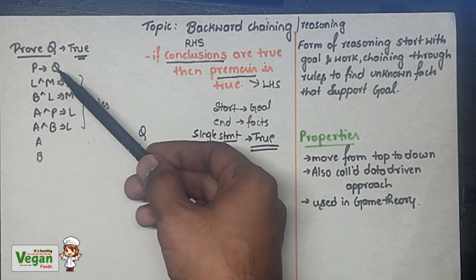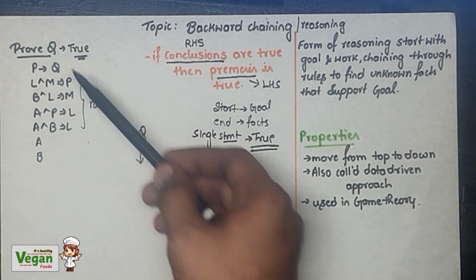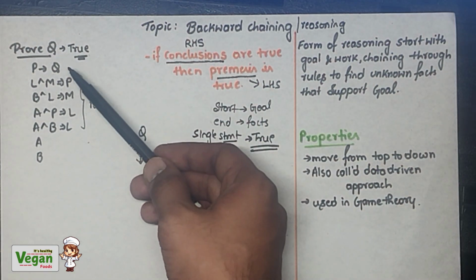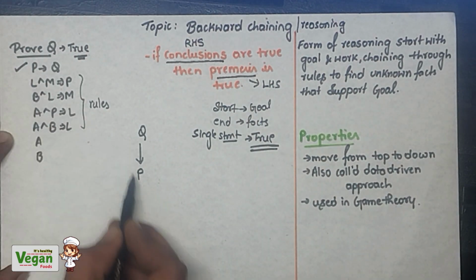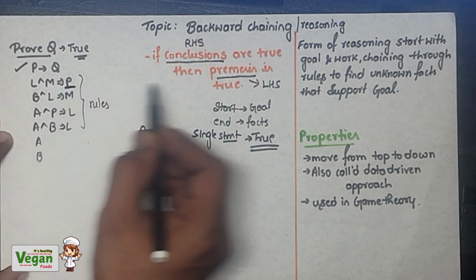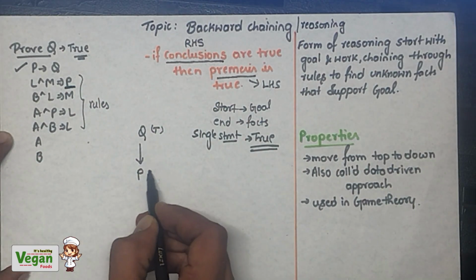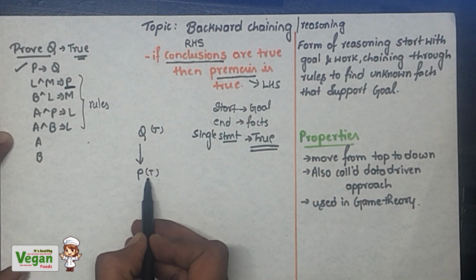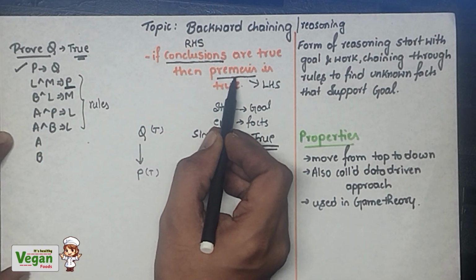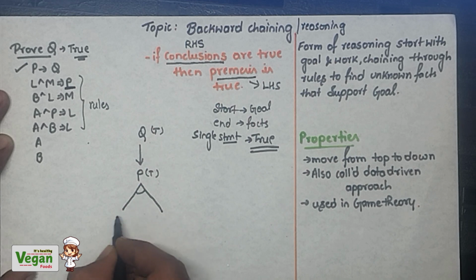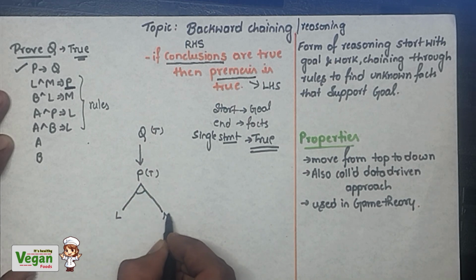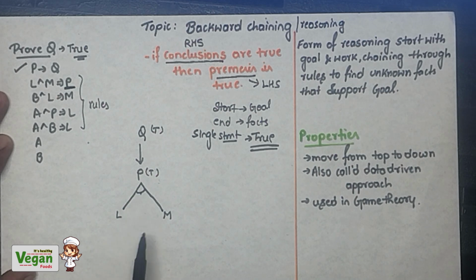Here, Q is a conclusion. So the goal will be true. Since Q is true, P will also be true. Now search for P in the right hand side. P is here. Q is true, therefore P is also true. Now since P is true, its premises, that is L and M, will be true. You should put it like L and M. Since P is true, L will be true and M will be true.